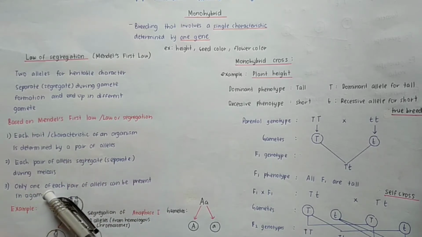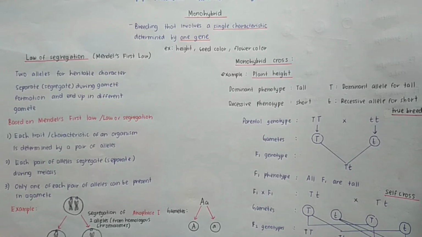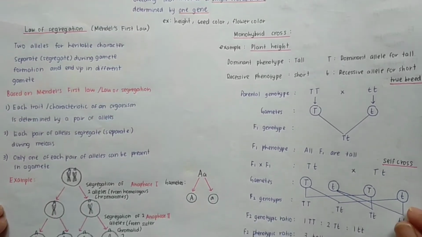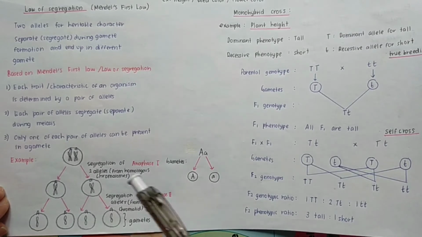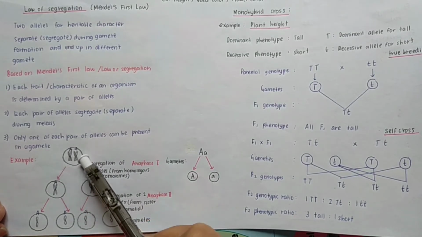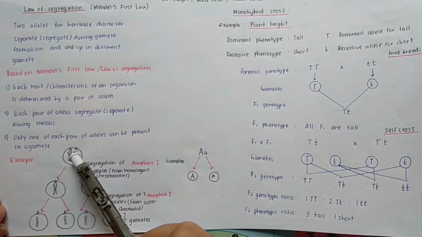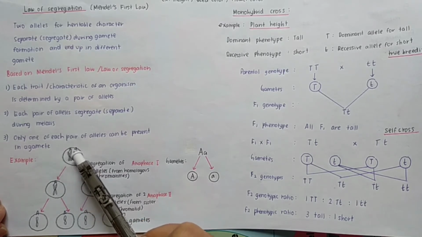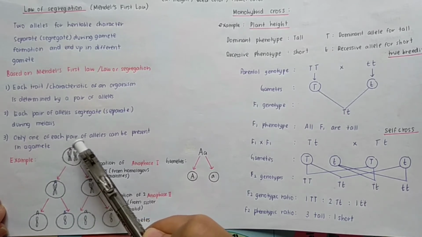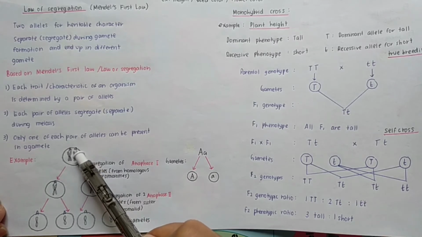And then third, only one of each pair of alleles can be present in a gamete. Maksudnya, untuk setiap gamete, kalau dia adalah law of segregation, dia cuma akan ada satu allele sahaja disebabkan oleh pair of alleles tadi telah segregate ataupun separate. So look at this diagram. For the example here, let's say for this cell, dia ada chromosomes like this, tetapi dia punya genotype dekat sini adalah A besar, A kecil. The first chromosome dia ada dominant allele A besar, second chromosome dia ada recessive allele A kecil.